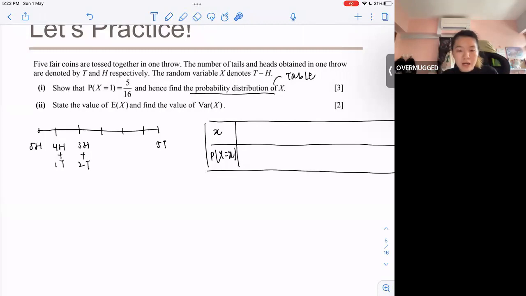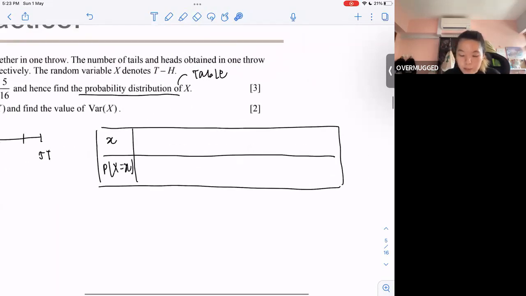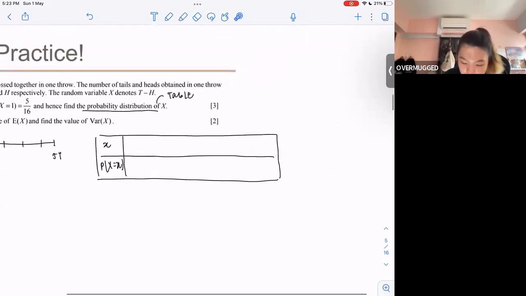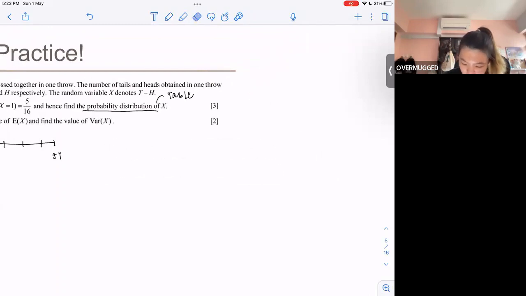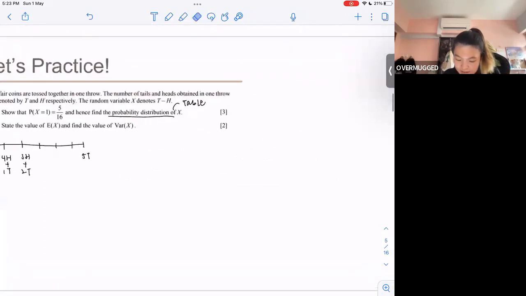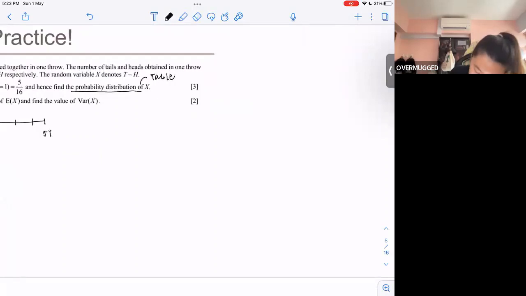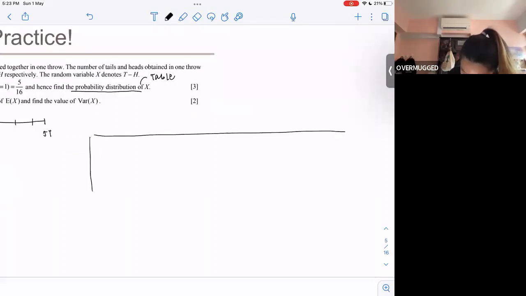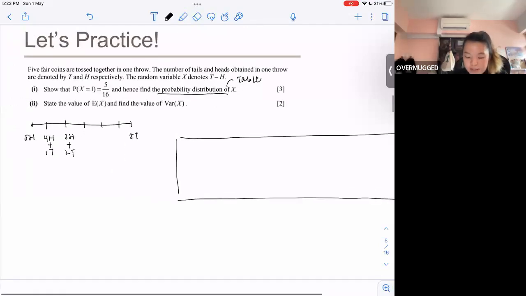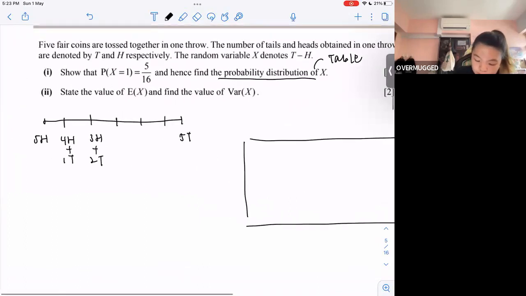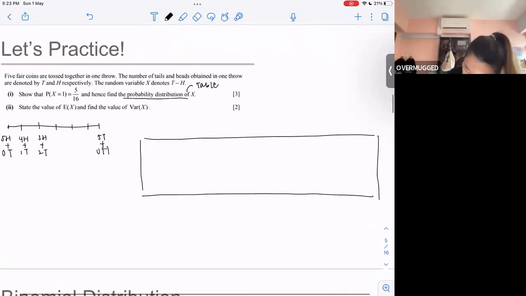But I'm going to write out the different scenarios over here. Realize that this table is too small. So just to make it clear for everyone, let's write out all the different scenarios. Remember, it's not possible for you to have 5 heads and 5 tails at the same time. If you have 5 heads, it means that you have 0 tails. And if you have 5 tails, it means that you have 0 heads.